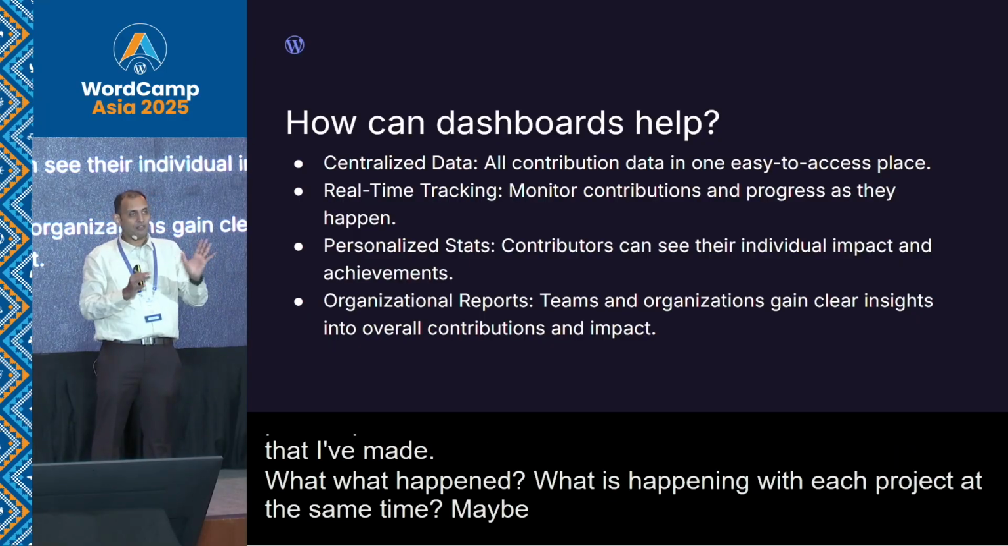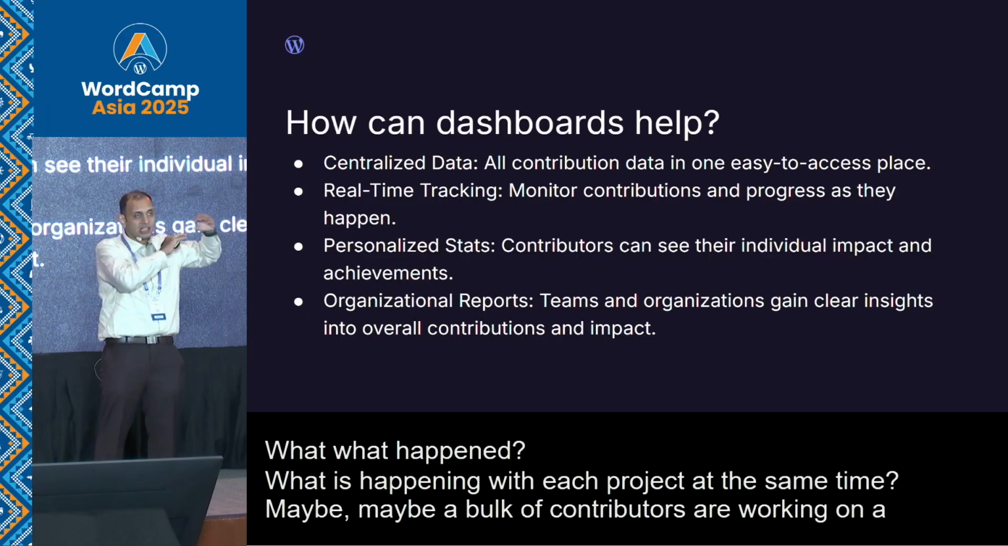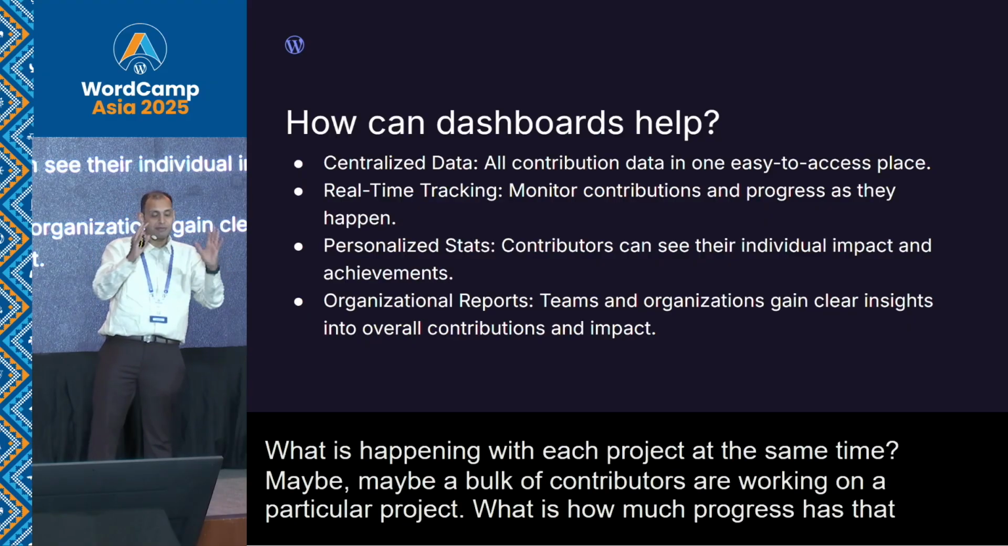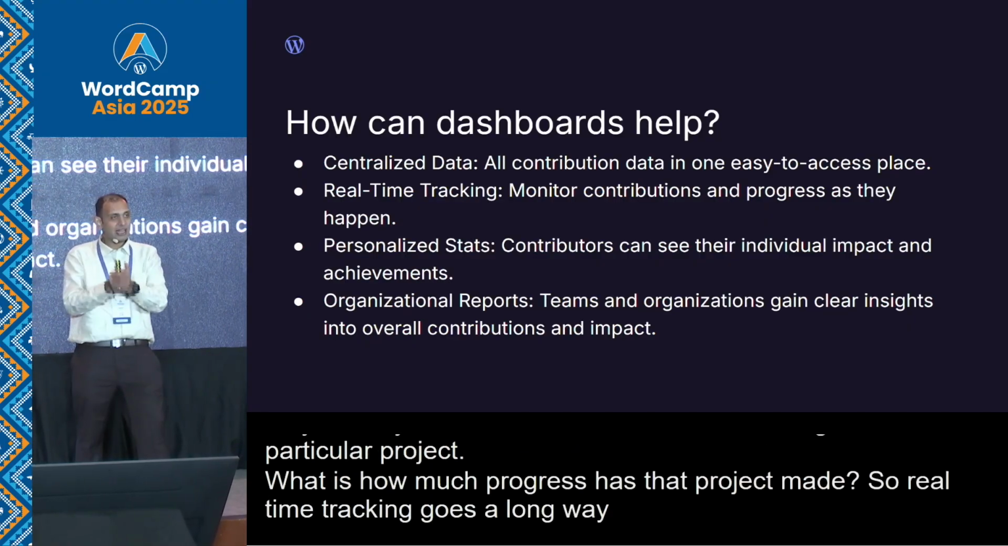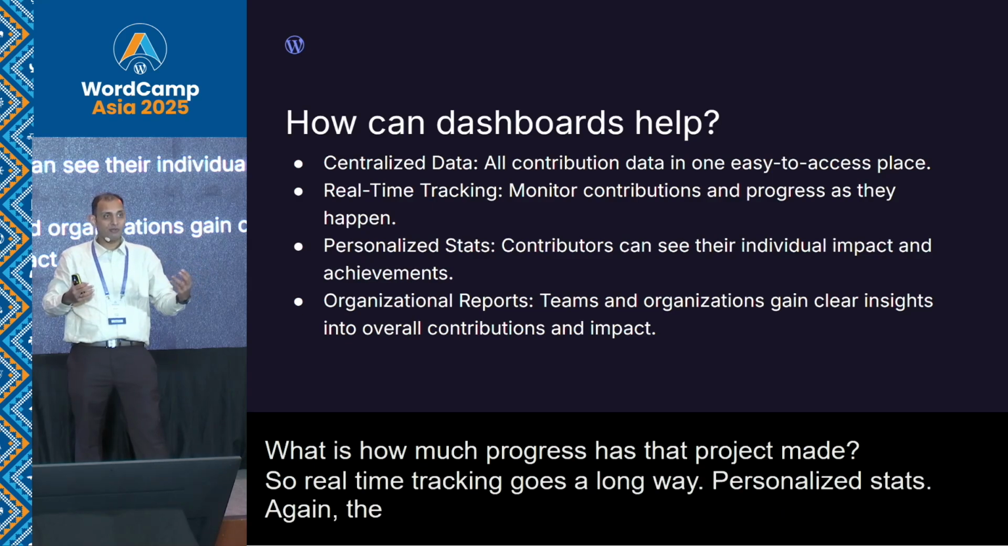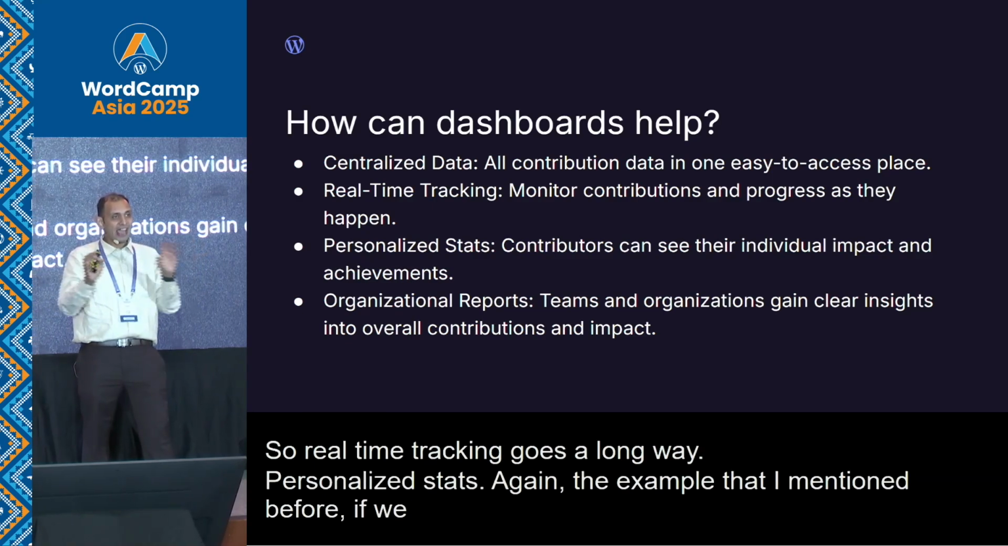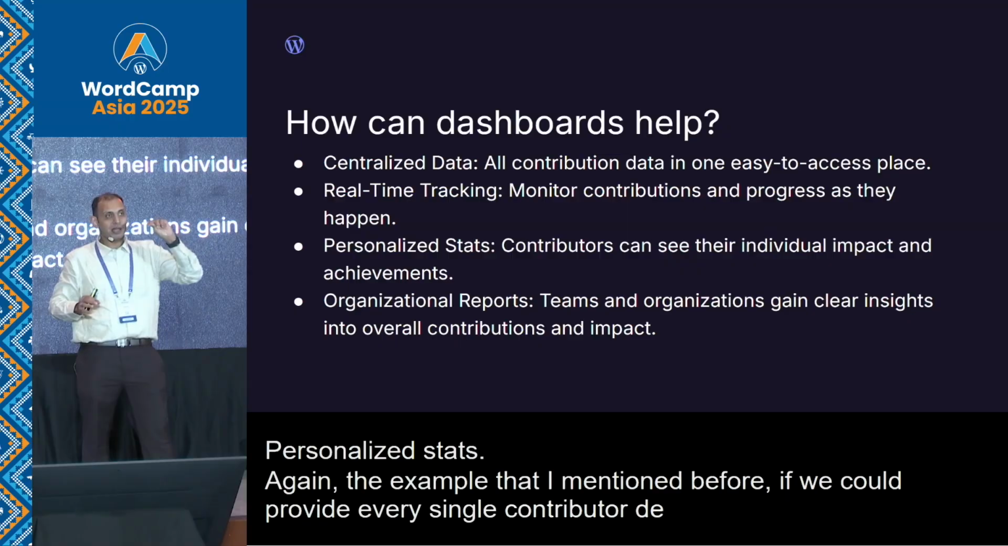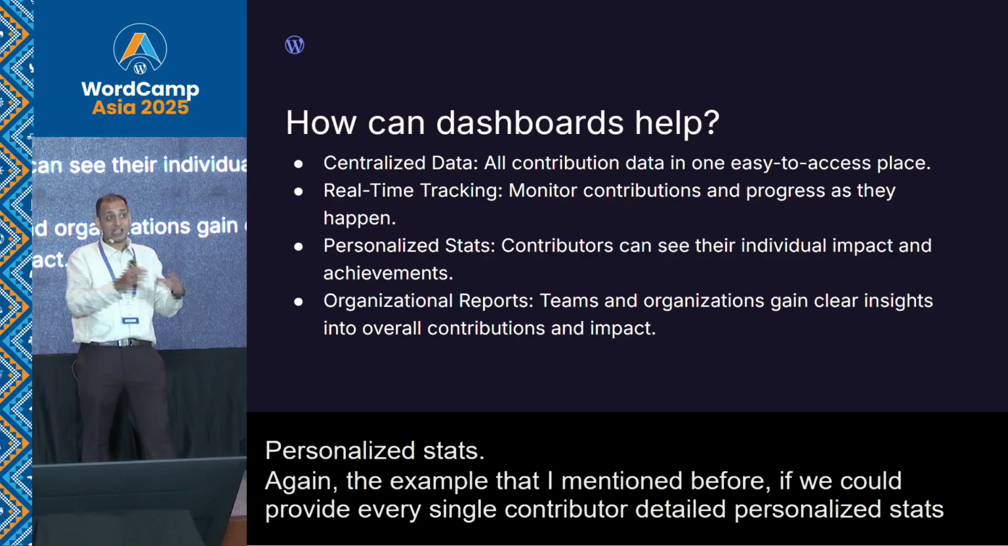Maybe a bulk of contributors are working on a particular project. How much progress has that project made? So real-time tracking goes a long way. Personalized stats, again, the example that I mentioned before. If we could provide every single contributor detailed personalized stats embedded into their WordPress profiles, how cool would that be?